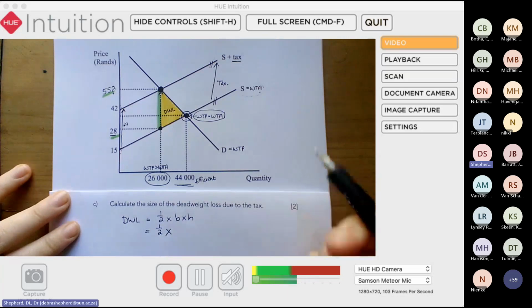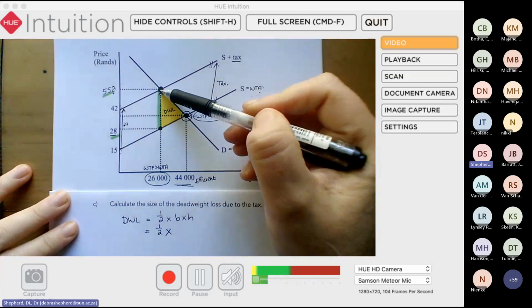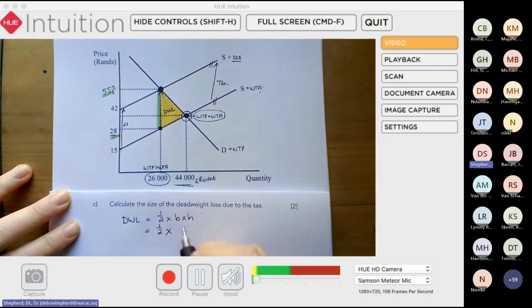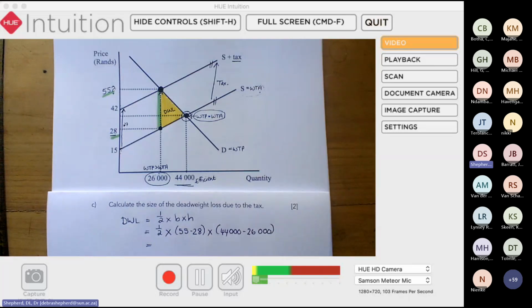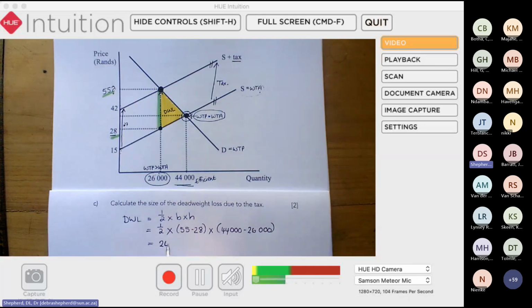The base of this triangle is this distance here, 55 minus 28. So the base is 55 minus 28, and the height is this distance here, 26,000 to 44,000. So this is the height. And if I do that calculation, I get 243,000. Yes, great. And it's in rand terms. So we're measuring the monetary value lost due to the inefficiency.